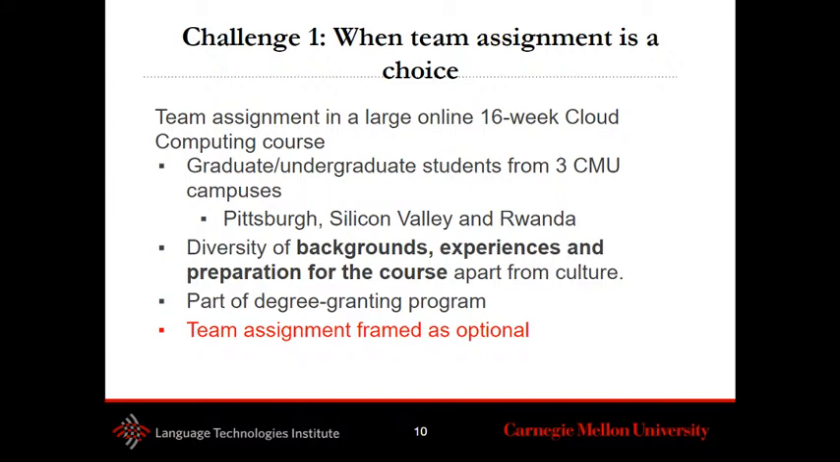I'm going to talk about two different studies in the same course. And this is a course, a 16-week full semester course on cloud computing, where students are doing software development together. It's an online course that spans 3 different CMU campuses. But what's different here is that students are given recommendations for what team they should be in, and we use the same algorithm. But here, students actually could choose not to take up the recommendation.